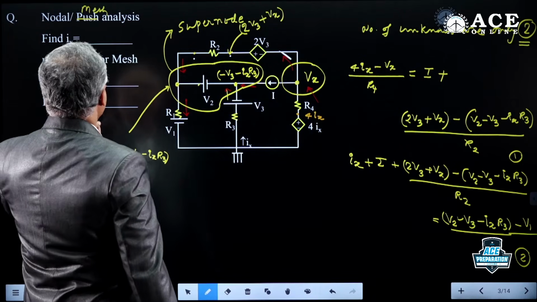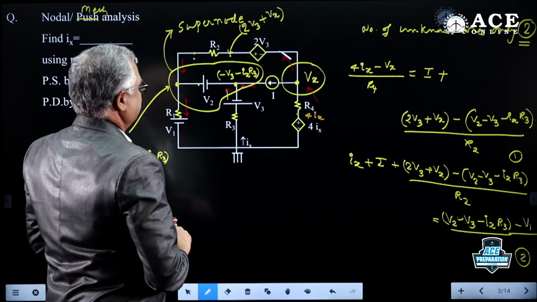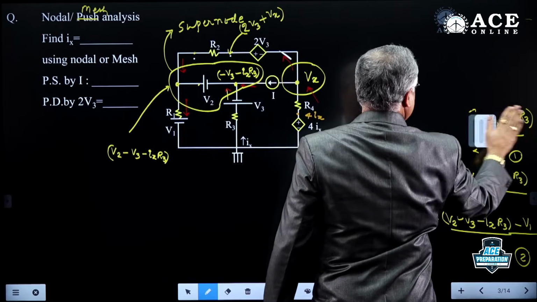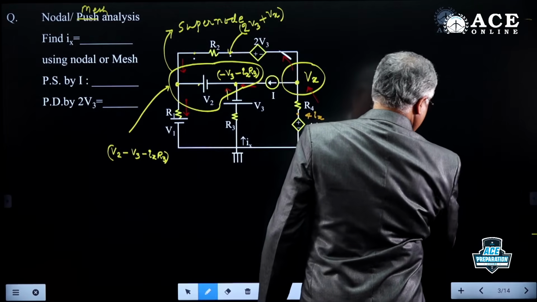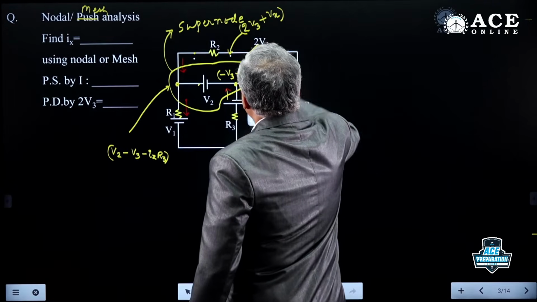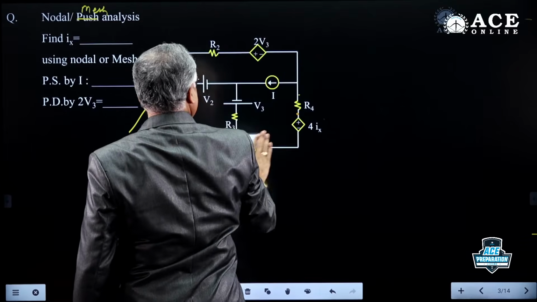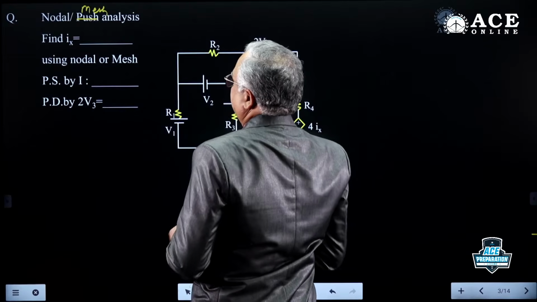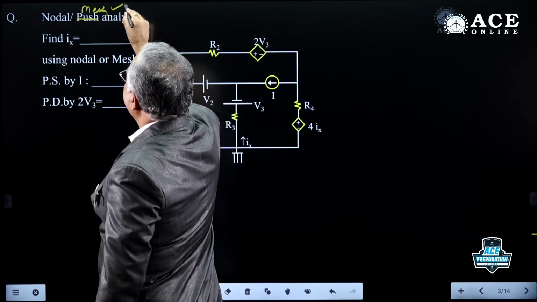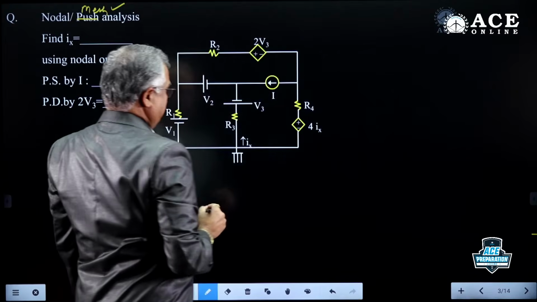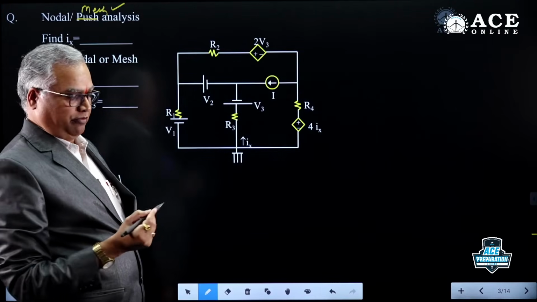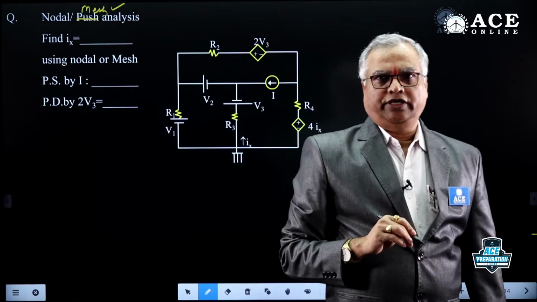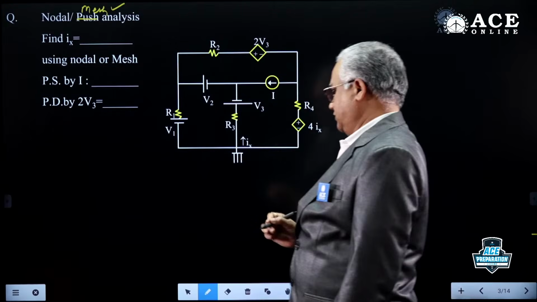Now let us see how to solve the same problem using mesh analysis. So I am erasing. So let me use now mesh analysis. Mesh analysis, the powerful technique is the current distribution method. Current distribution is the best method. Any problem easily we can solve. So that method is very simple.